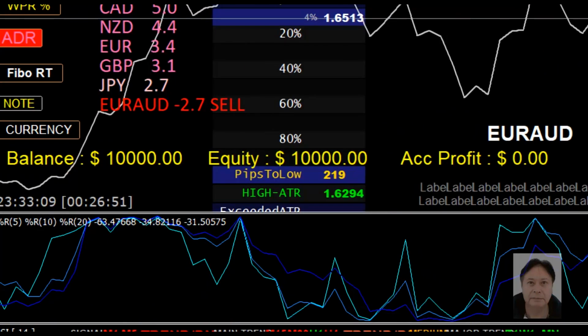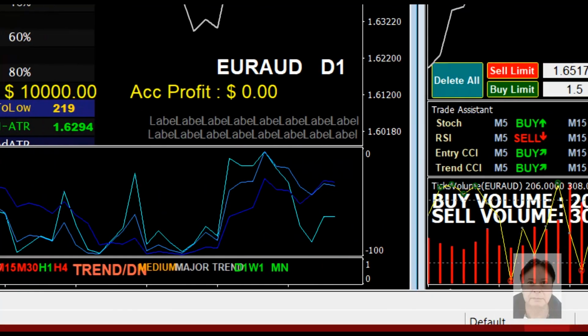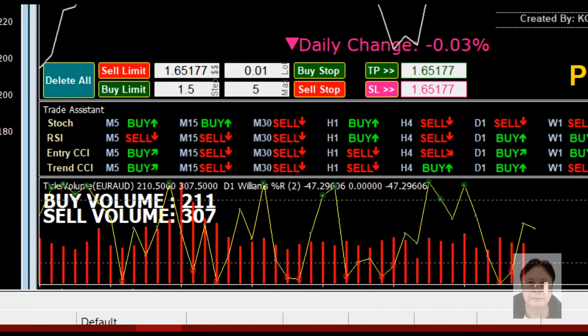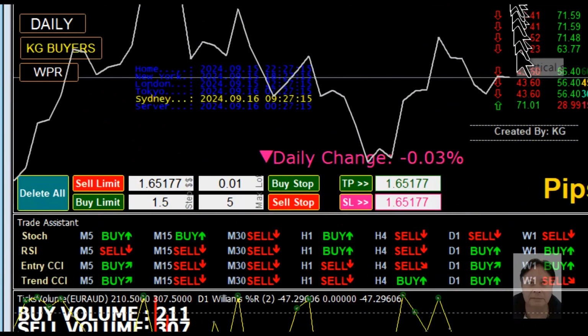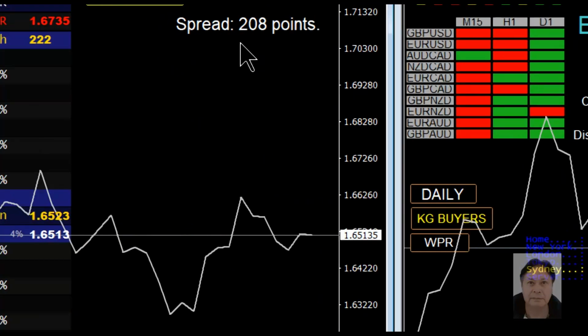Let's have a look at the bottom one, the RSI trend, and as you can see, the trend is showing down, and it's showing down here as well. That is a lower time frame, and the higher time frame. So it looks like it's going to be a downtrend. But the thing is that the spread is far too high to place a trade on.